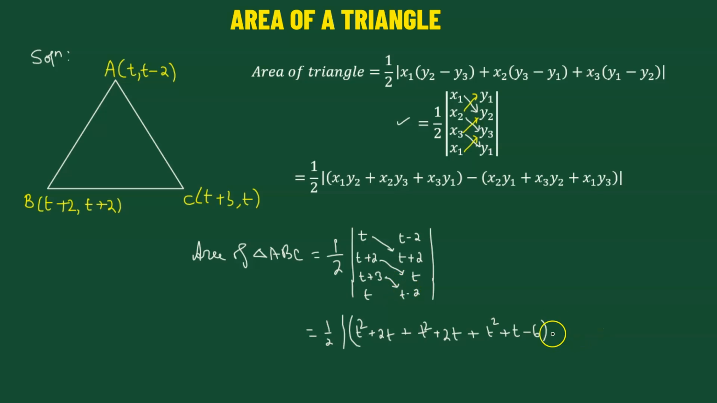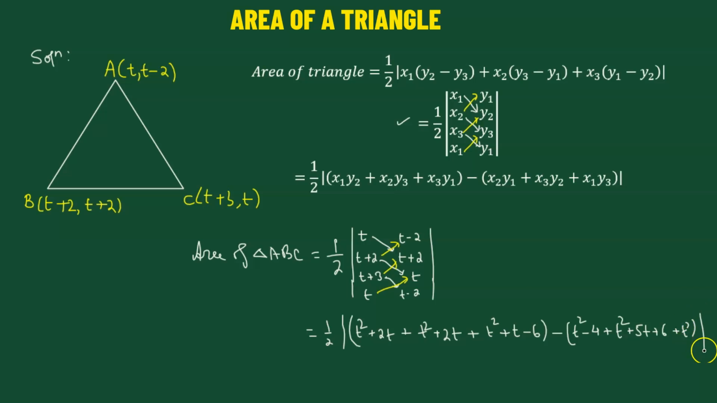And from here, we're going to subtract the sum of the products, starting with t plus 2 and t minus 2. The product is simply going to be t squared minus 4. Add it to the product of t plus 3 and t plus 2. That's going to give us t squared plus 5t plus 6. Add it to the product of t with t, which is simply t squared.